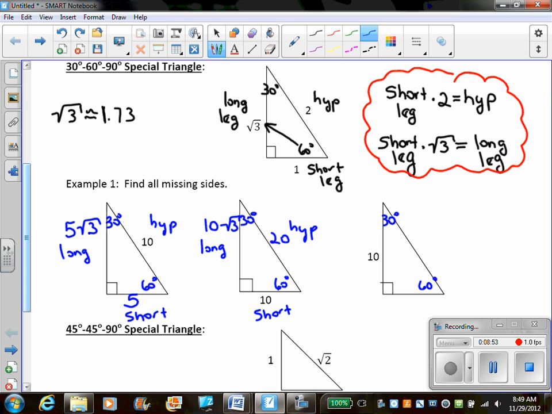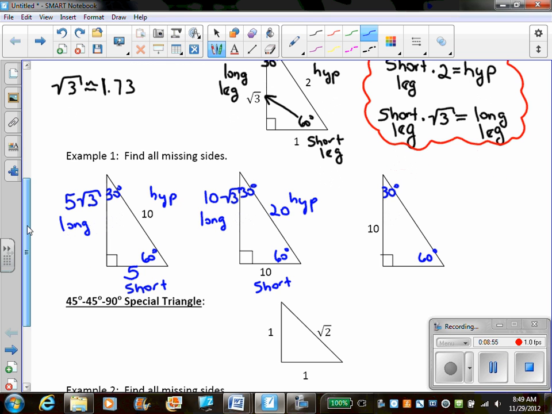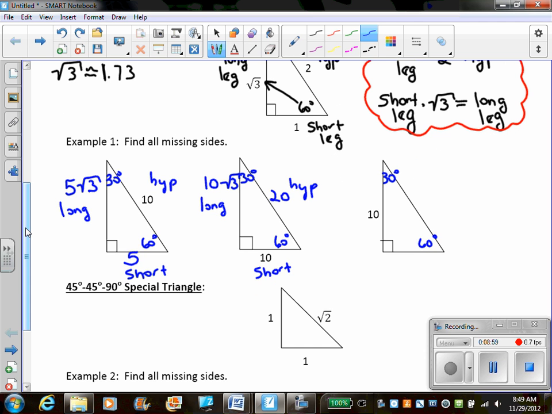So if you continue this pattern over here, this last triangle, we have this time the long leg, and that makes it a little bit more complicated, but not too much, you'll see.